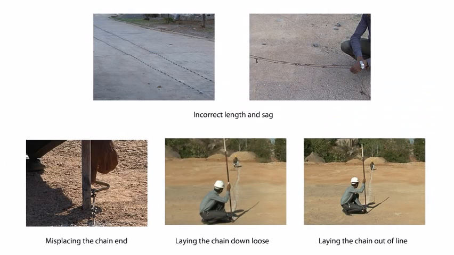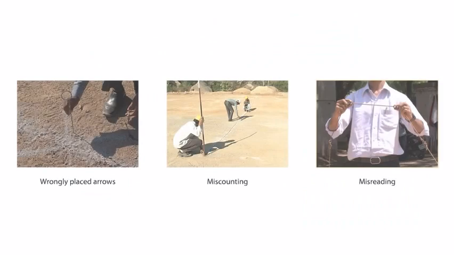Incorrect length and sag, misplacing the chain end, laying the chain down loose and laying the chain out of line are the common errors in chaining. Errors also occur due to mistakes such as wrongly placed arrows, miscounting, misreading, etc.